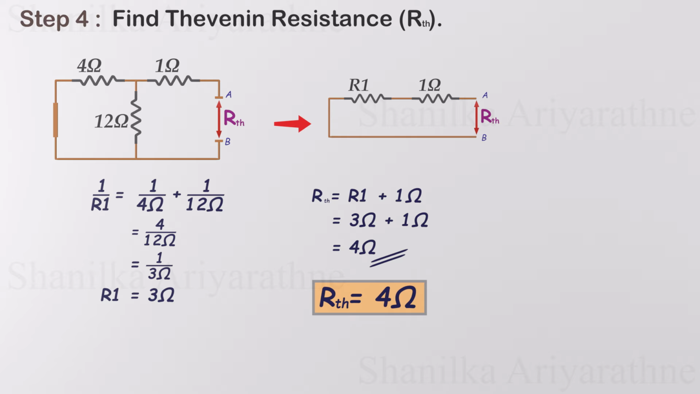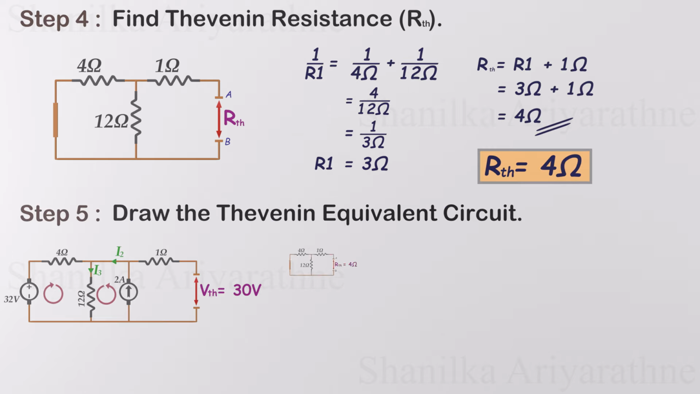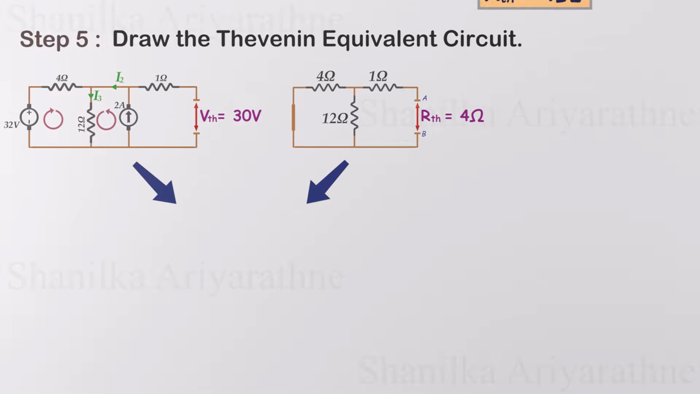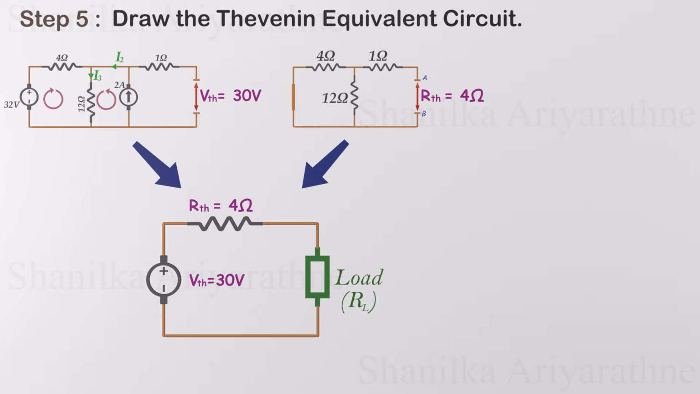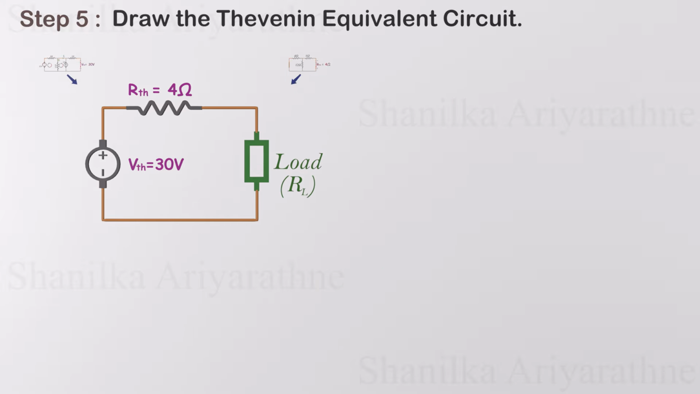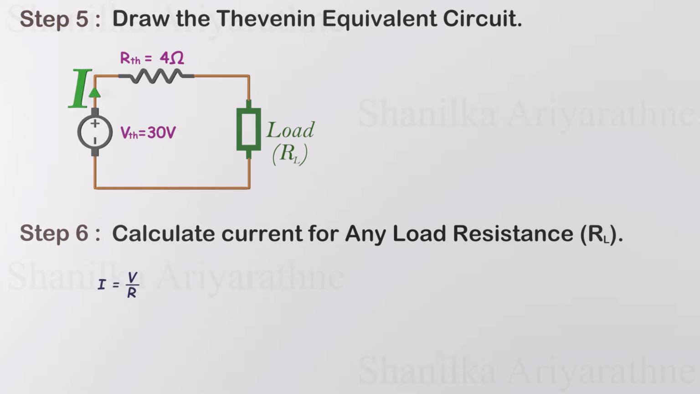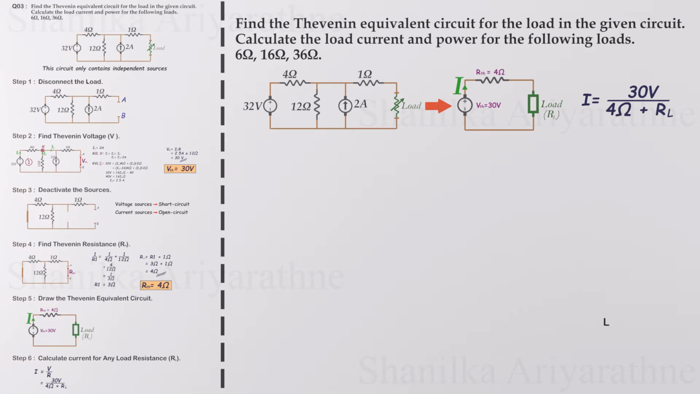Now that we've found the Thevenin voltage and Thevenin resistance, we can move on to the next step. Let's draw the Thevenin equivalent circuit. To finalize the Thevenin's theorem process, let's calculate the current for a load with resistance R. Using the simplified Thevenin equivalent circuit, we can easily calculate the current through the load using Ohm's law, eliminating the need to work with the original complex circuit.